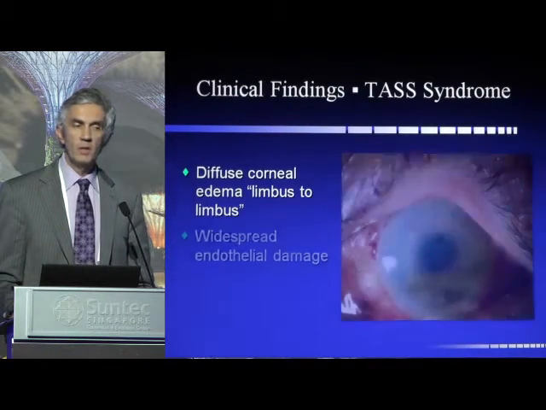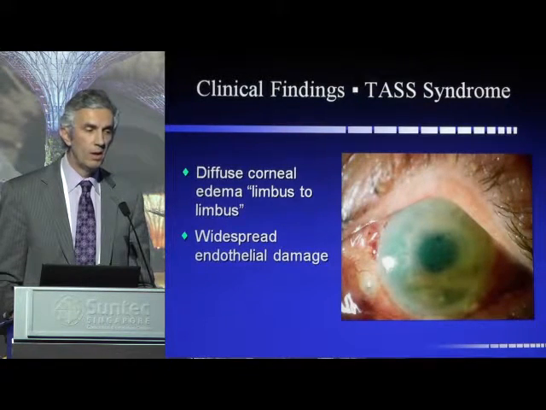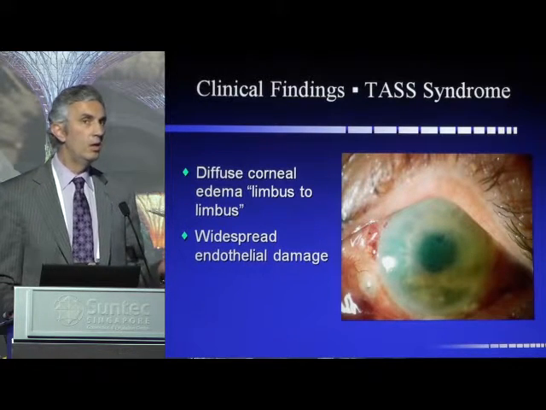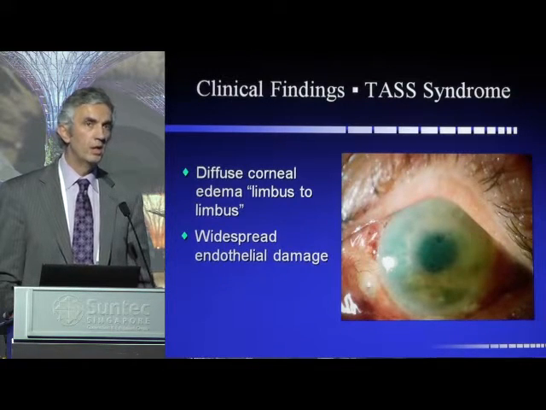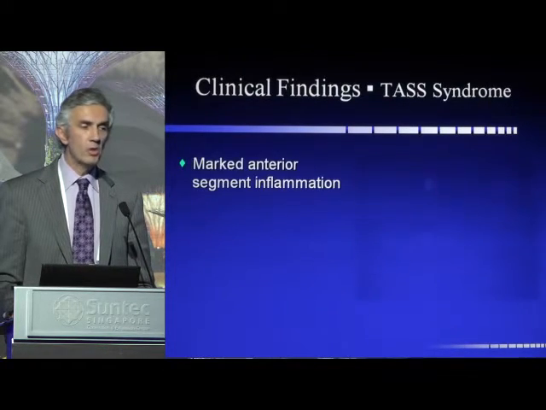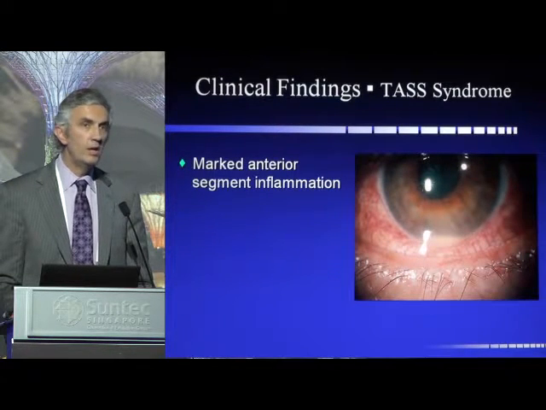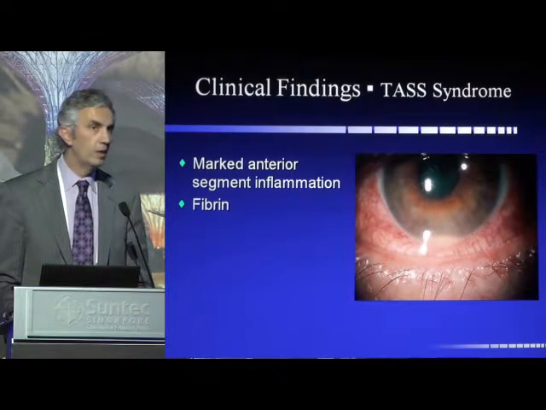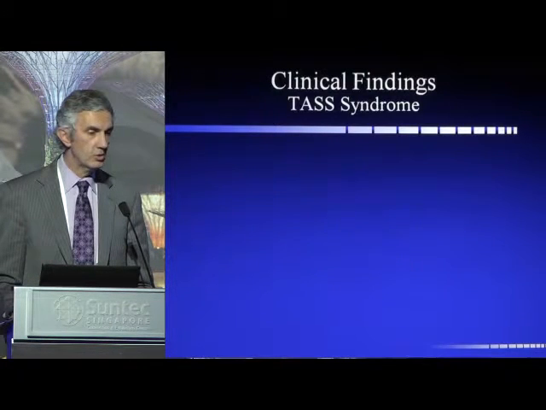Now, one of the most common clinical findings we see is diffuse, what's called limbus to limbus corneal edema. And you'll see widespread signs of endothelial damage. This is not the edema near the wound or the edema that can come from the phaco tip. This is a widespread limbus to limbus edema. There's also significant anterior segment inflammation. You can see increased cell, increased flare, hypopyon formation, and even fibrin on the surface of the iris and fibrin in the anterior chamber. So very much a hallmark of TAS.